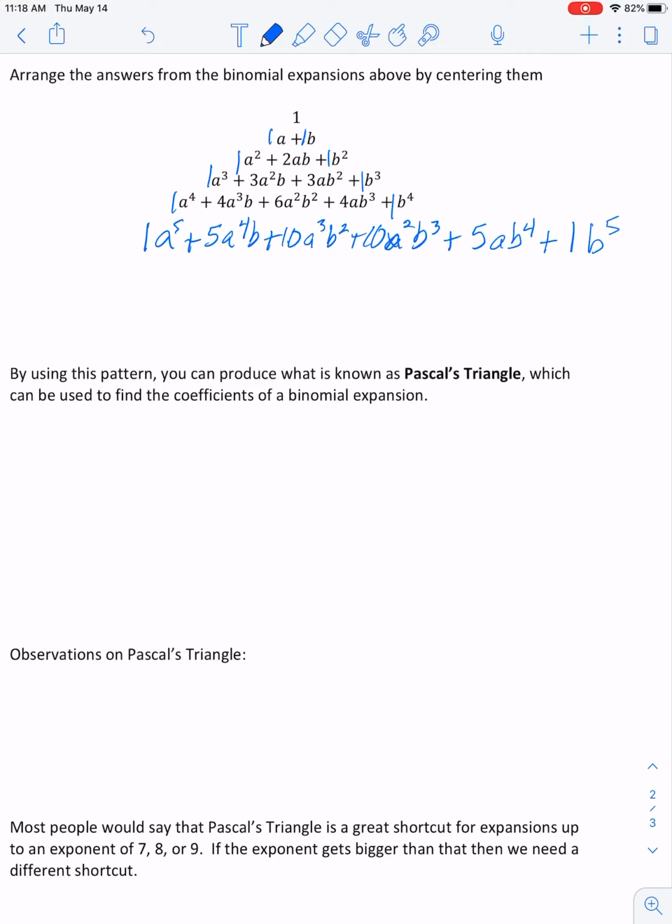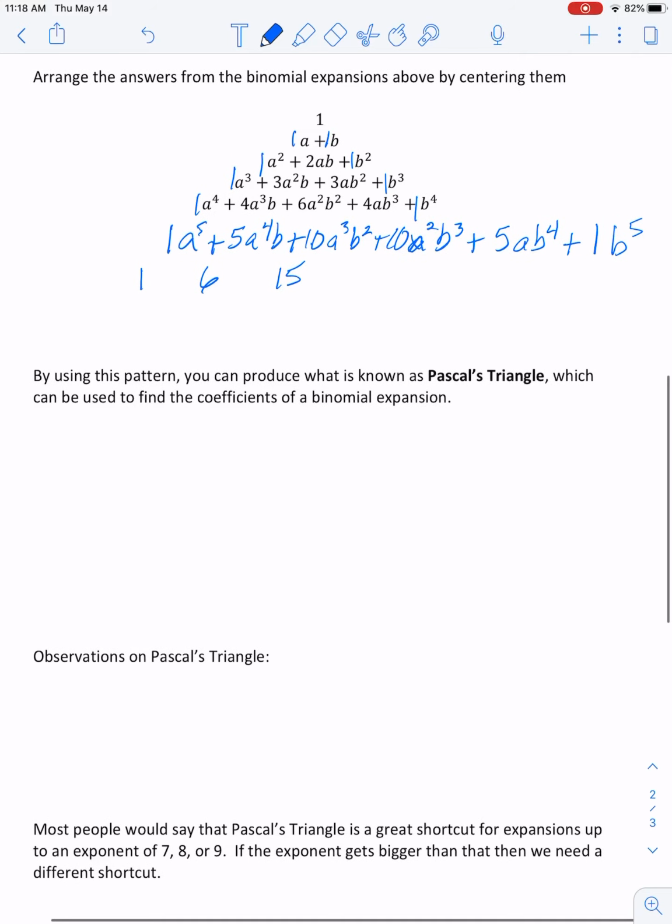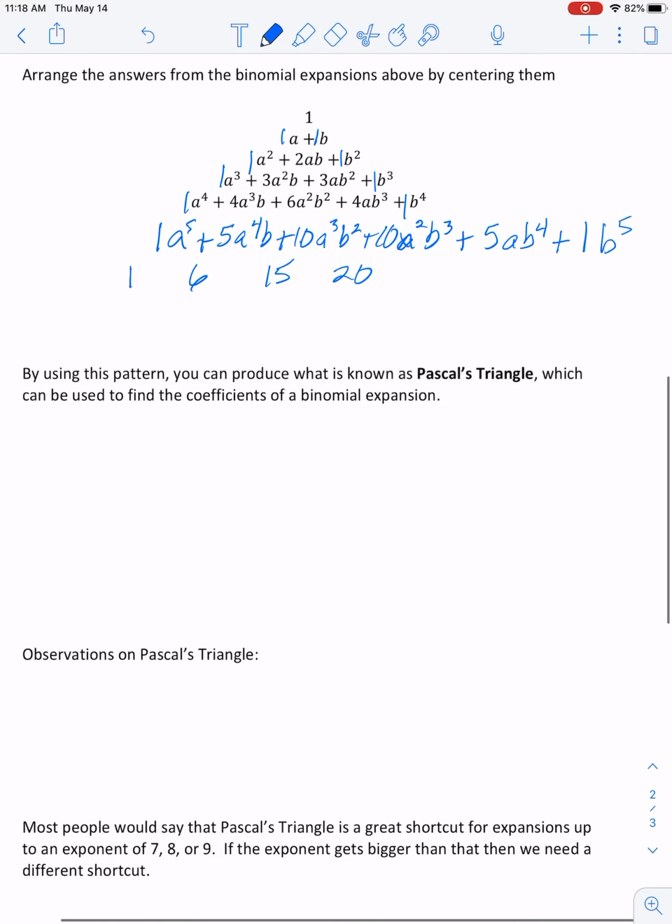So I'm going to do the next row, but I'm only going to do the coefficients. So we're going to ignore the variables. We can always plug those back in later. So the next row would have a coefficient of 1, and then 5 and 1 is 6, 5 and 10 is 15, 10 and 10 is 20, 10 and 5 is 15, 5 and 1 is 6, and the last one's always 1.